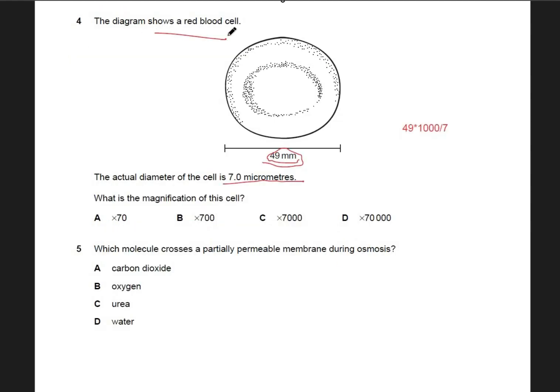Question number 4 says that the diagram shows a red blood cell. The actual diameter of the cell is 7 micrometers and the image length is given as 49 millimeters. We need to make sure that we are using the values in the same unit. So we need to convert 49 millimeters into micrometers by multiplying 49 by 1000 first of all. Then the question says to calculate the magnification of the cell. Magnification is equal to image length over actual length. So image length is 49,000 over 7. The answer in this case would be 7,000, that is C.